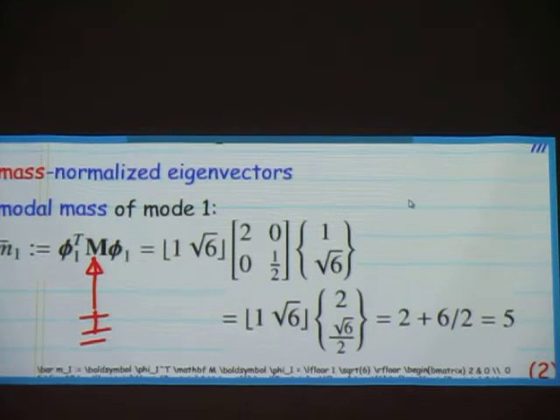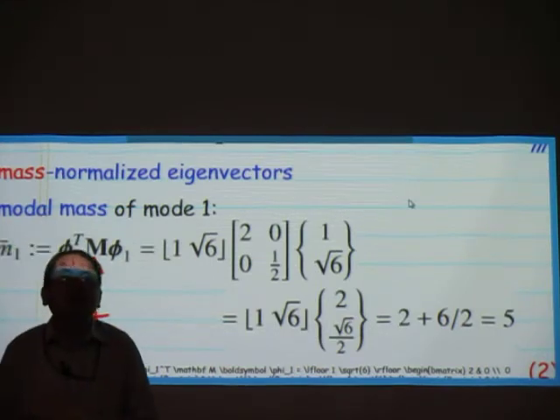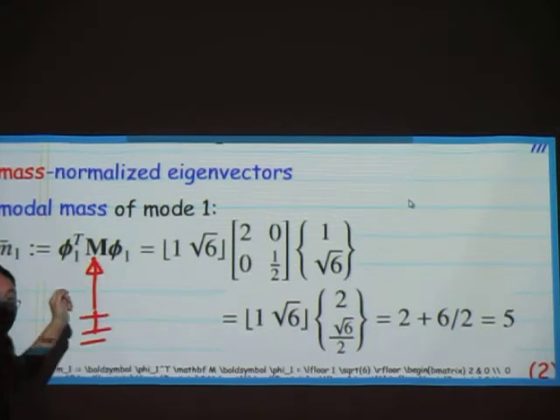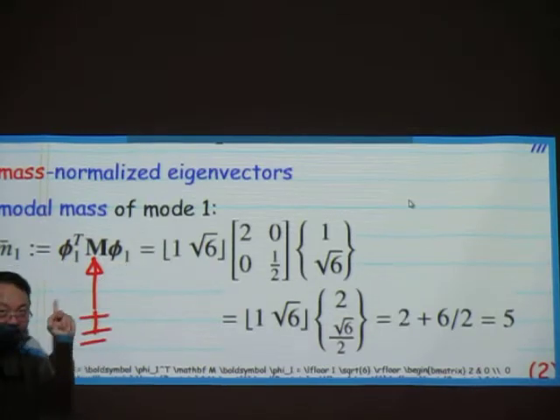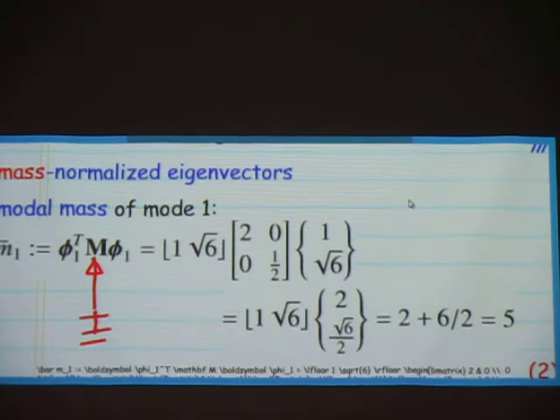Someone was saying something. Yeah, Kevin. It's 0, isn't it? Be careful. This is phi1 transpose times phi1. Phi1 transpose times phi2 is 0. Yes. Oh, okay. But here we are talking about phi1.